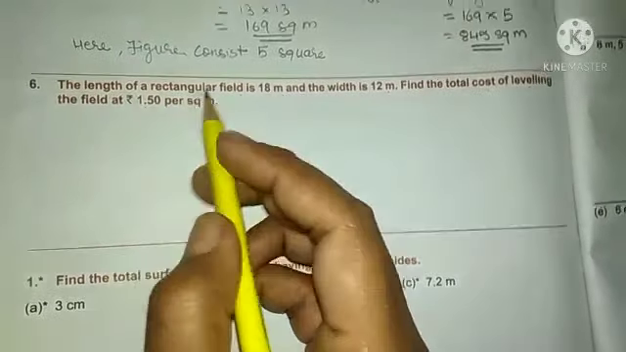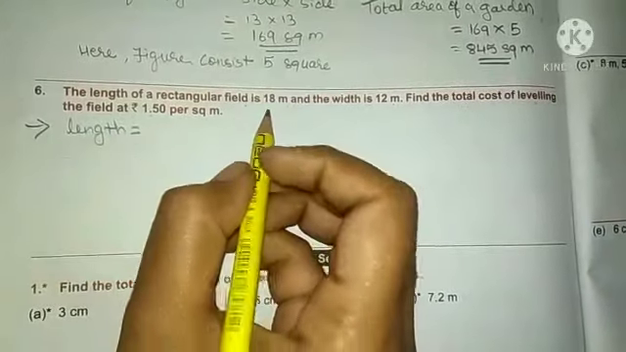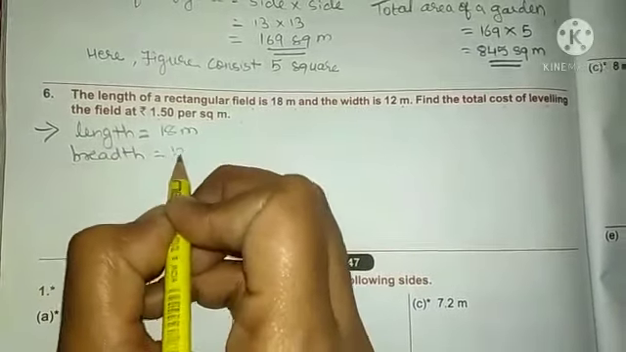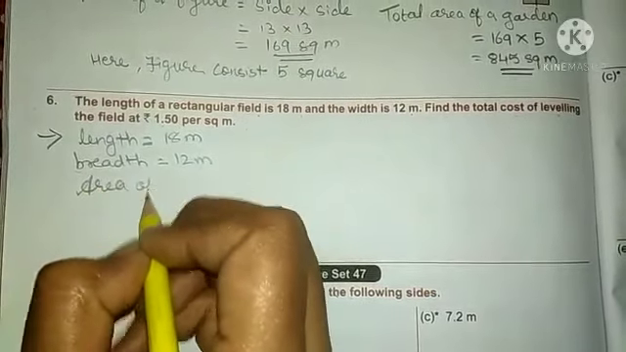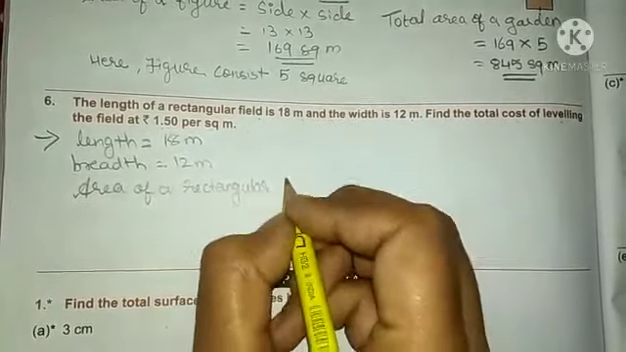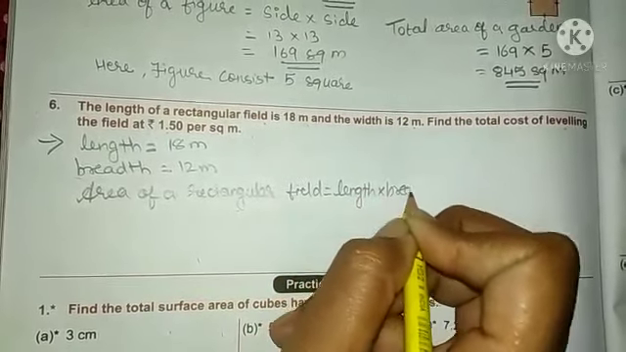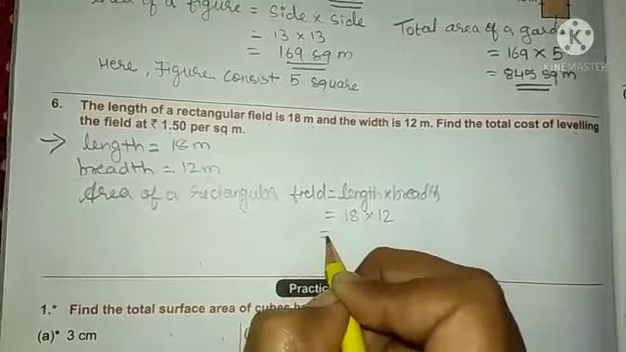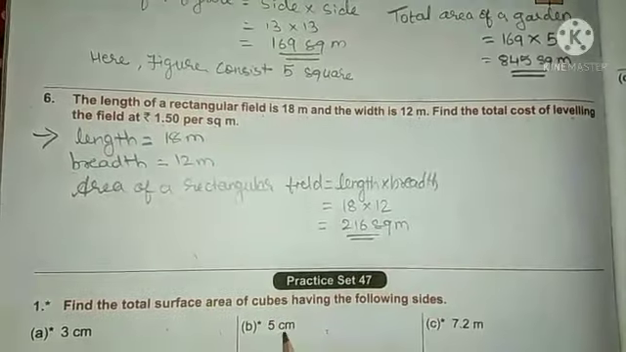By using the formula. Clear? So see how you are going to find it out. First of all, we will write down what is given. Length is given, that is 18 meter. Breadth is given, that is 12 meter. Clear? So here what do we have to do? We have to use the formula, that is area of a rectangular field, that is length multiplied by breadth. So our length is 18 and breadth is 12. So 18 multiplied by 12, what will you get? 216 square meter.